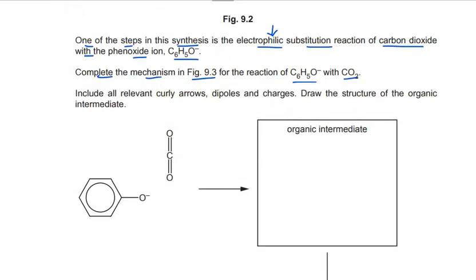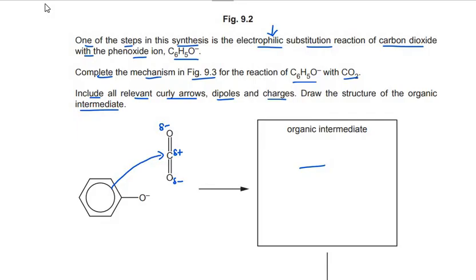Here the phenoxide ion and the CO2 group are given. Include all the relevant curly arrows, dipoles and charges, and draw the structure of the organic intermediate. If we draw the partial charges, there will be partial negative, partial positive and partial negative on this position. Because of that, we draw an arrow from the double bond, the pi bonding system, which has a high electron cloud density, towards the positive carbon. This is how it forms an intermediate.